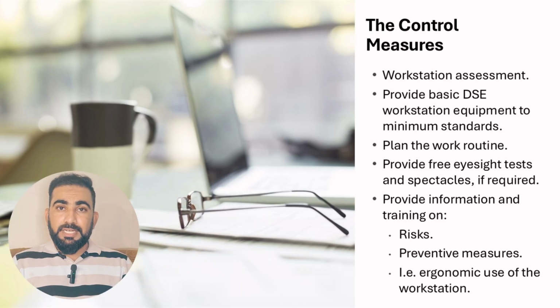To reduce the risk of musculoskeletal disorders, there are multiple important control measures to be followed. First, conduct a thorough workstation risk assessment to identify the issues. Make sure to provide basic display screen equipment that meets the minimum standards, like adjustability of the chair and the proper requirement of desk. It is also crucial to plan work routines that include rest breaks and task variation. Employers should offer free eyesight tests and provide glasses if needed. Finally, everyone should receive information, instruction, and training about the risks involved and how to use their workstation ergonomically to prevent ergonomic related injuries.